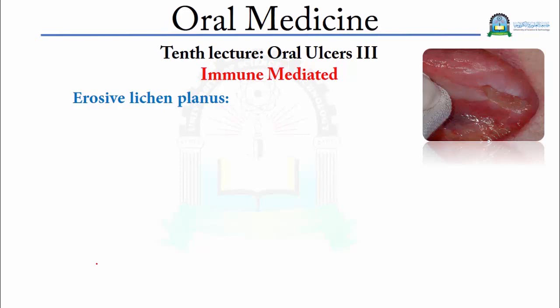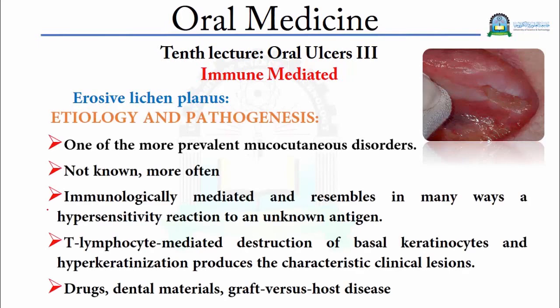The second immune-mediated ulcerative lesion is erosive lichen planus. Erosive lichen planus can be caused by immune-mediated destruction of basal keratinocytes.